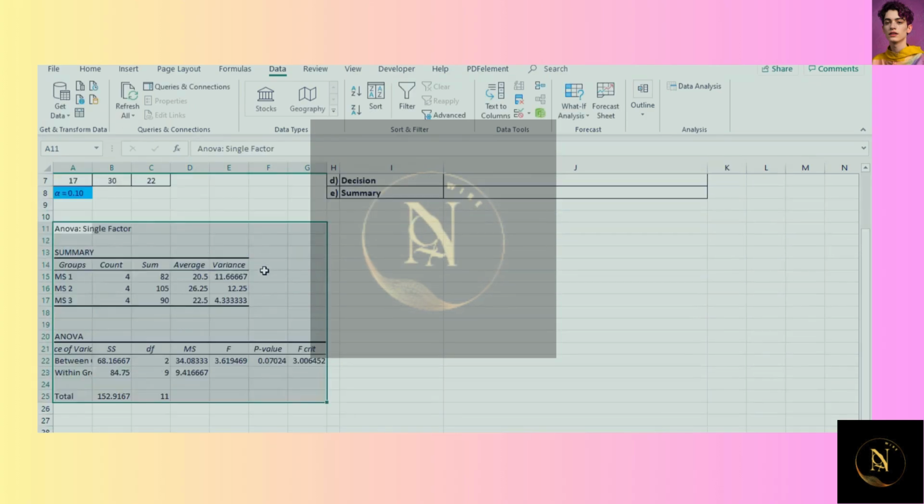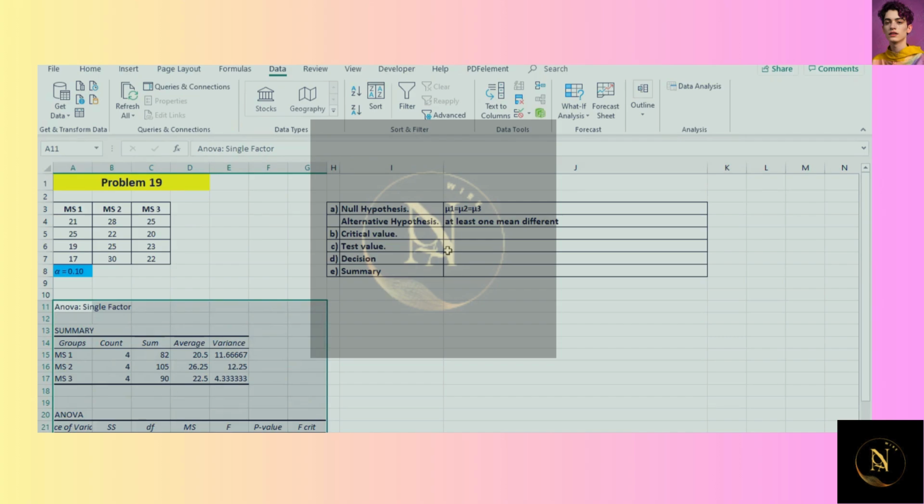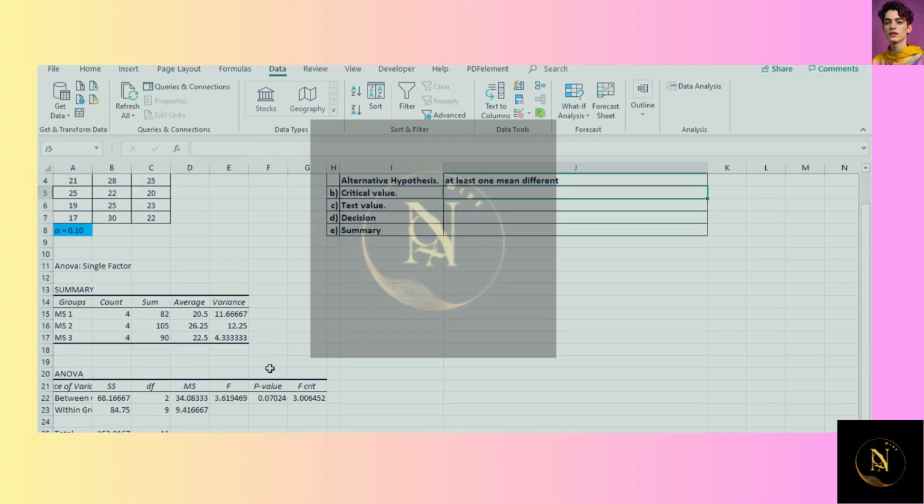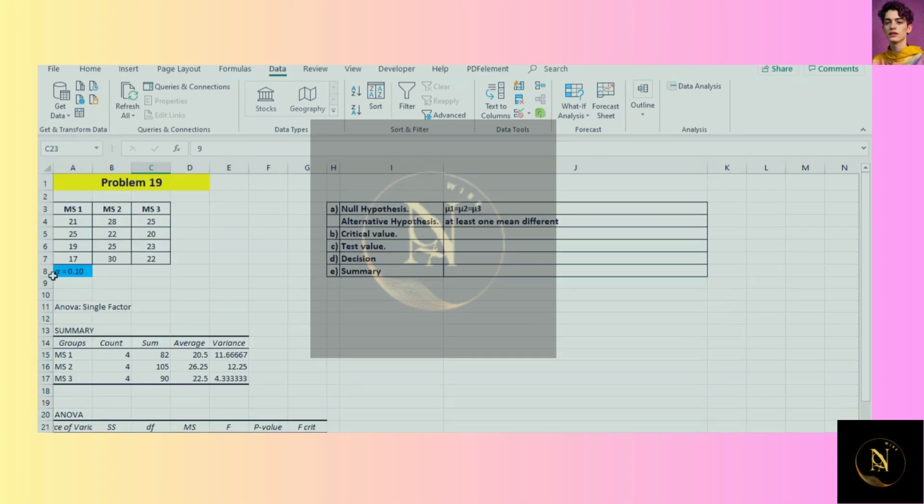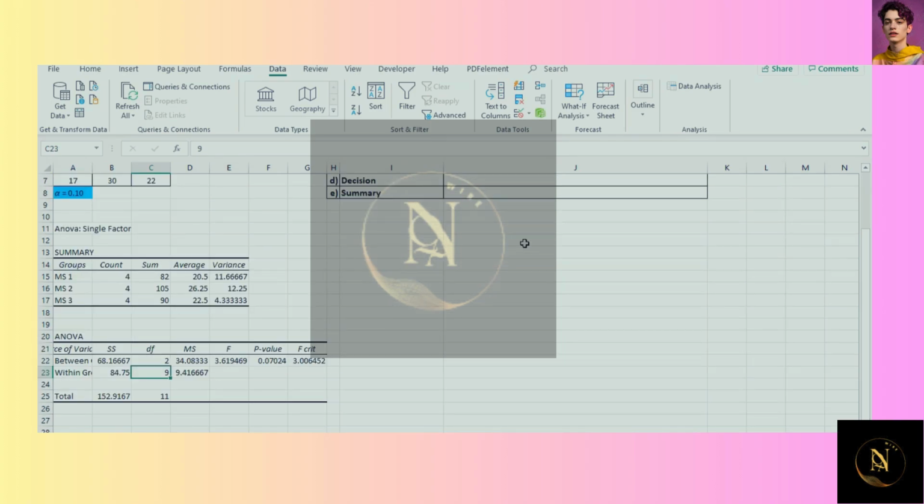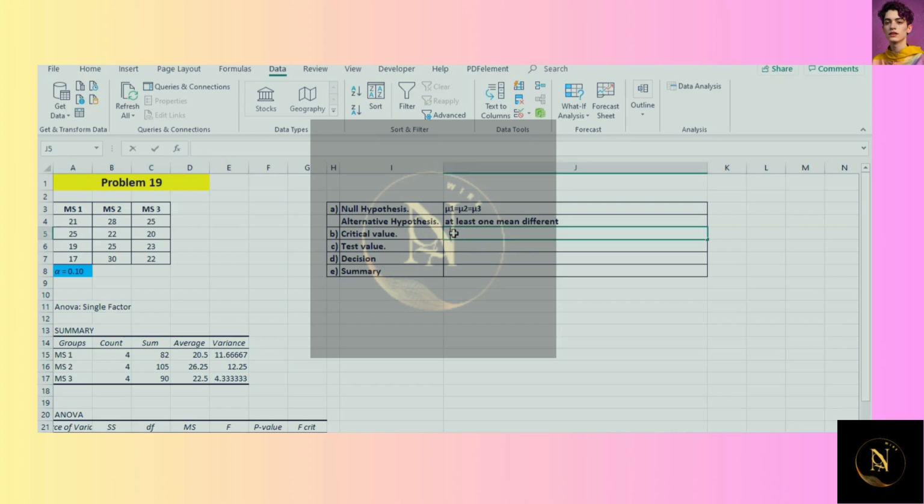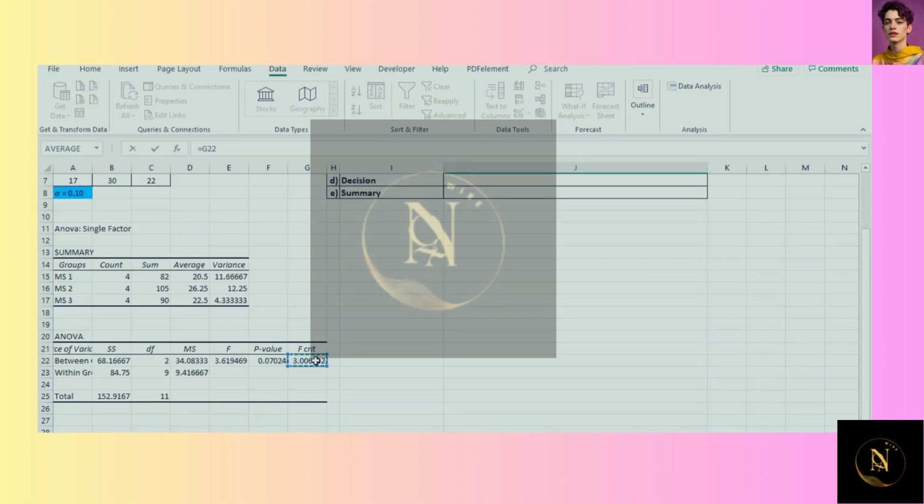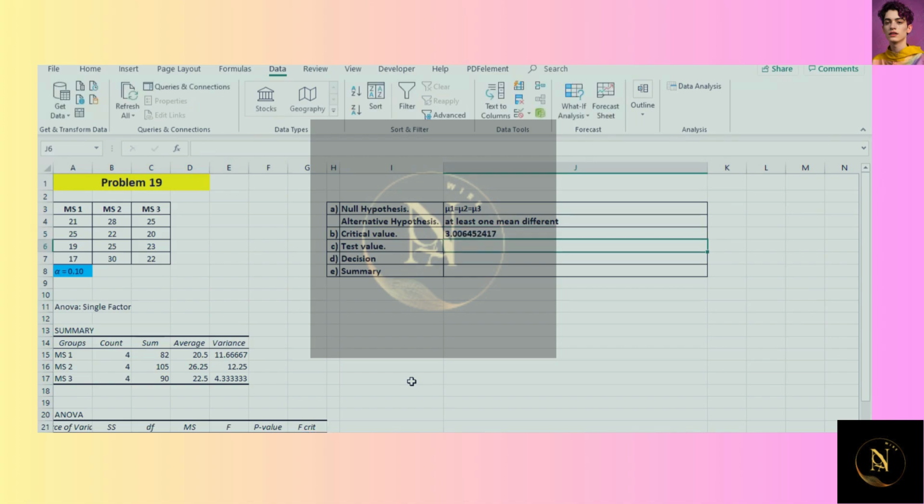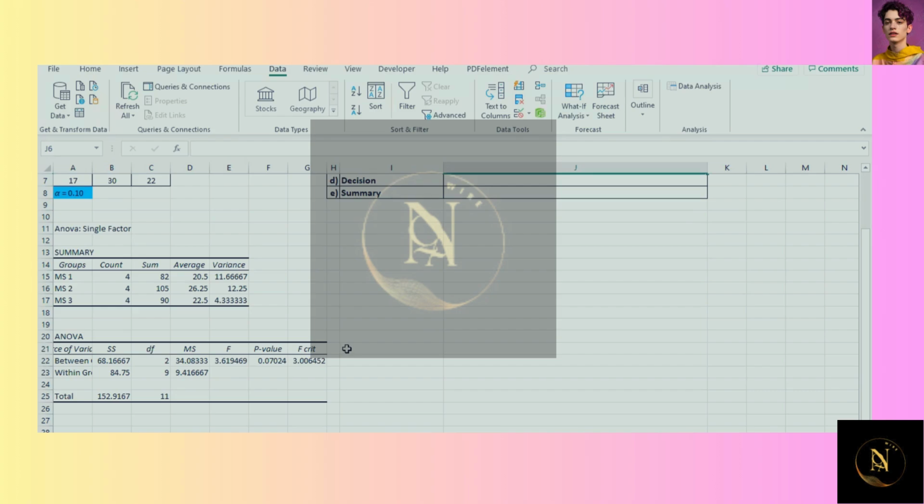So now these are the results for the analysis of variance. And we're interested in the critical value. So for the critical value, the numerator degrees of freedom will be 2, and the denominator degrees of freedom will be 9, and the level of significance is 0.1. And so the critical value for that set of values is 3.006.